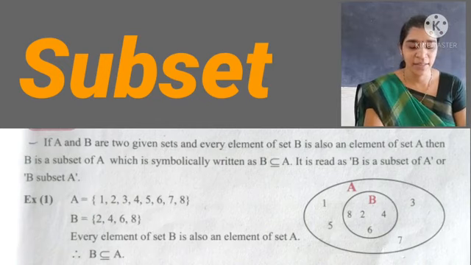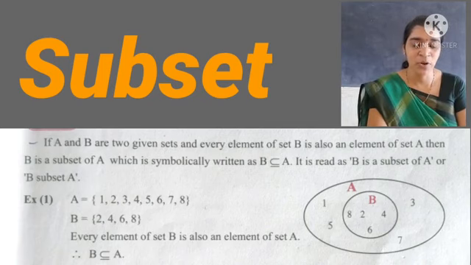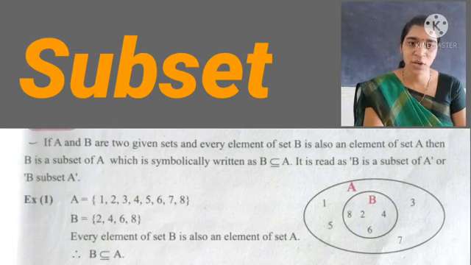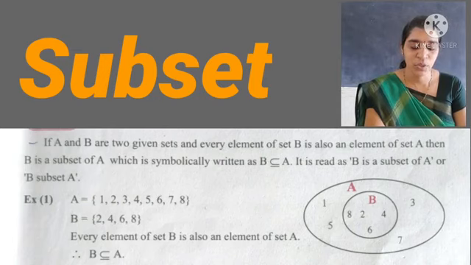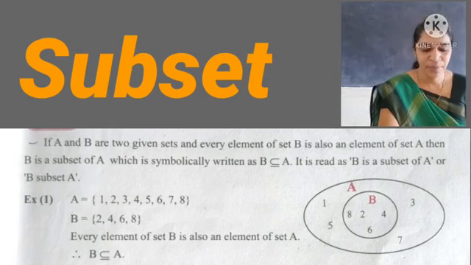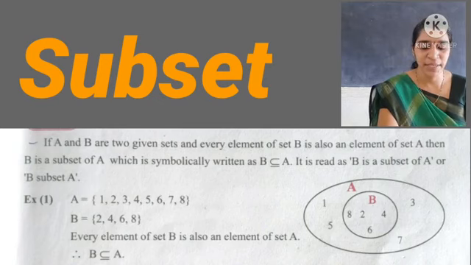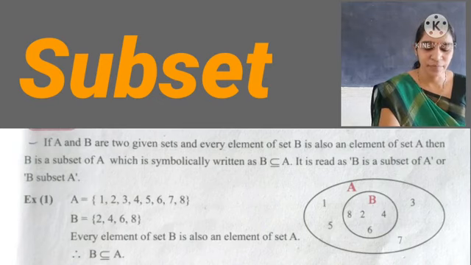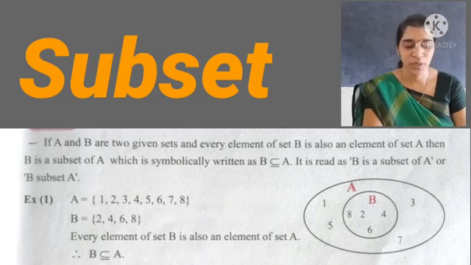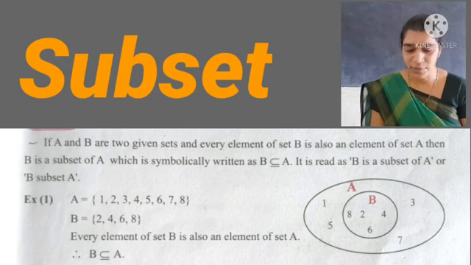Therefore we call B a subset of A. Here A is not a subset of B, because why? Set A contains 1, 5, 3, 7 which are not contained in set B. So here A is not a subset of B. B is a subset of A. Okay? We write symbolically B subset of A. Okay students? Here the subset is represented by a Venn diagram also. It is called a subset.